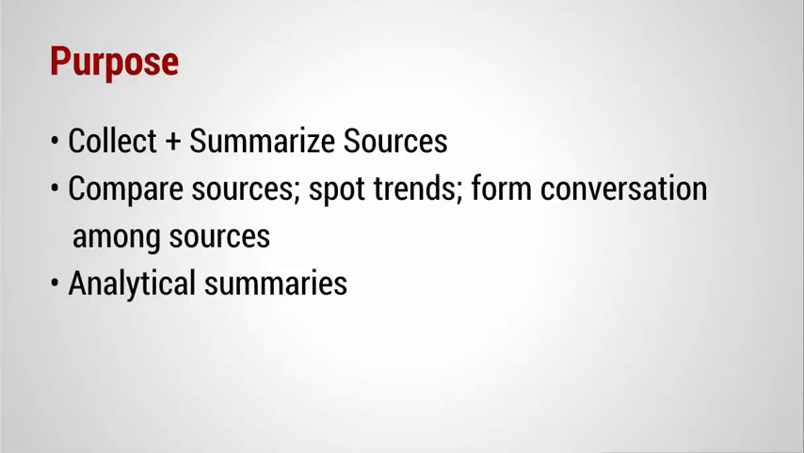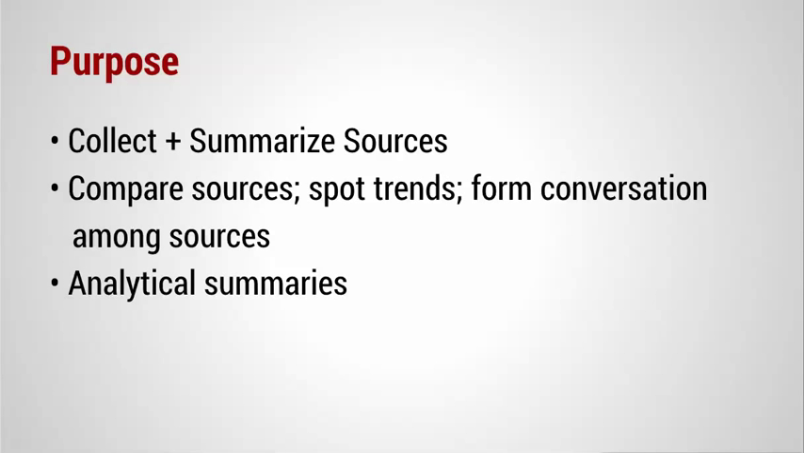The purpose of an annotated bibliography is, again, to collect and summarize sources, and also to compare sources, to spot trends among sources and different types of research, and to form a conversation among sources. In an earlier video on research papers, I talked a little bit about how the research paper is sort of a conversation between different sources. You're going to present different ideas on different sides of your argument, and you're going to have this typed out conversation between sources. You know, according to so-and-so, this, but according to this person, this other thing. And so the bibliography is going to help you form that conversation.